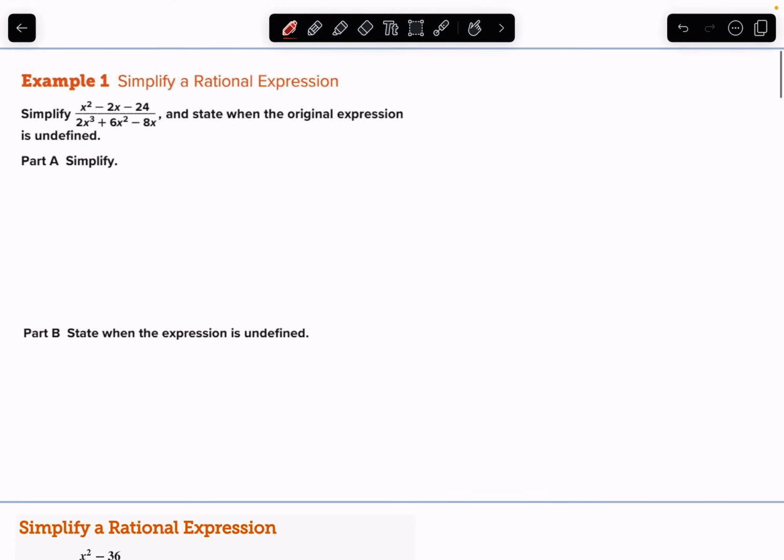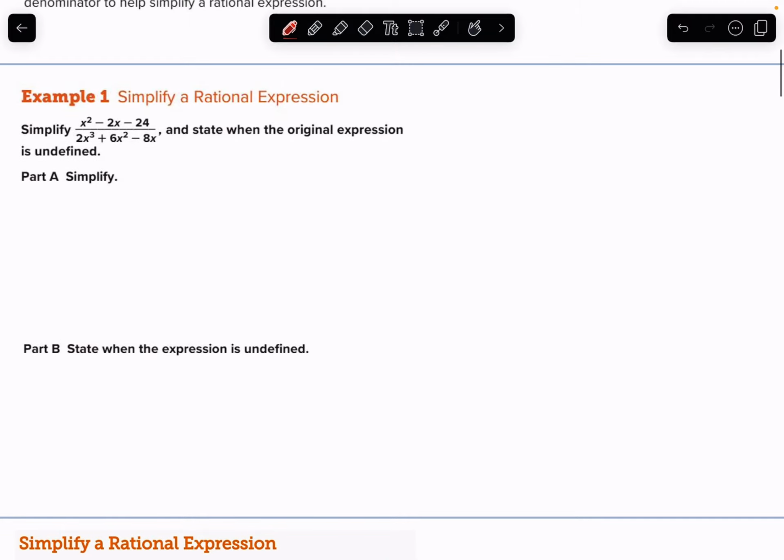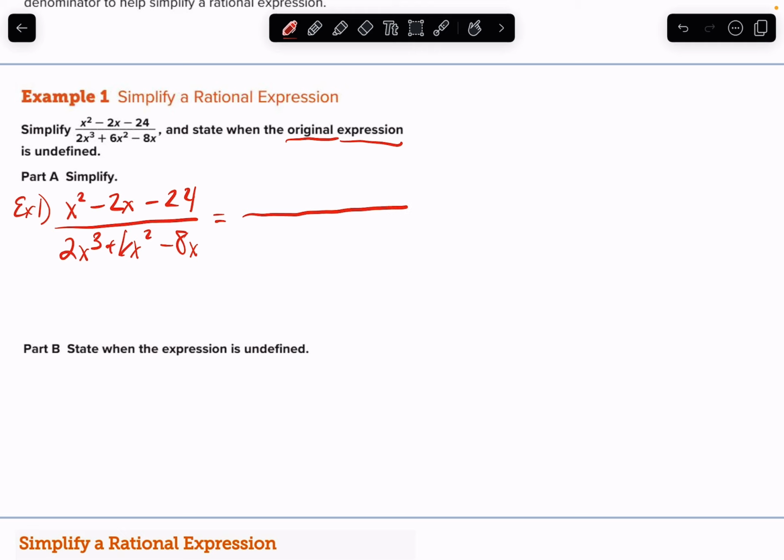Okay. Now, let's look at example 1. Simplify a rational expression. Simplify x squared minus 2x minus 24 over 2x to the third plus 6x squared minus 8x, and state when the original expression is undefined. That's very helpful. If you need to pause it, write all that down, and then we are going to start with the problem. So, example 1. We have x squared minus 2x minus 24 over 2x to the third plus 6x squared minus 8x, and we're going to factor them apart.